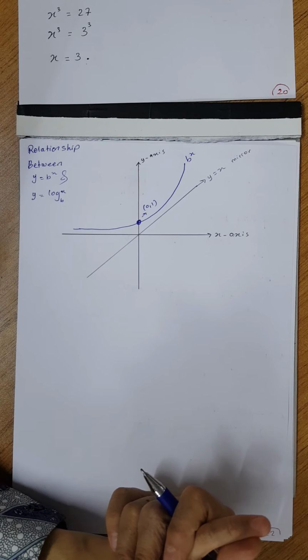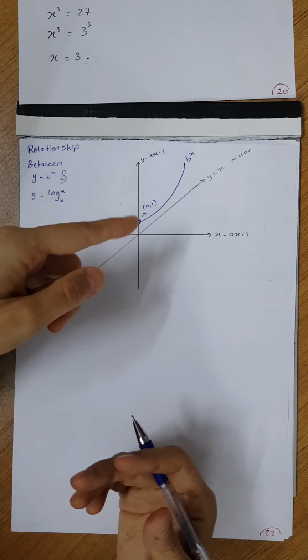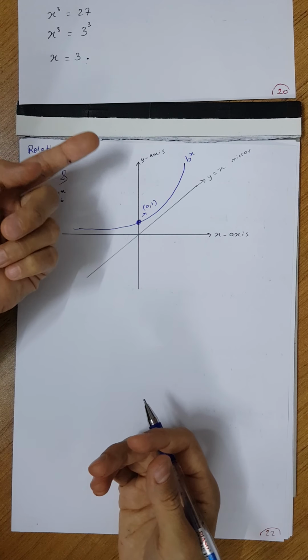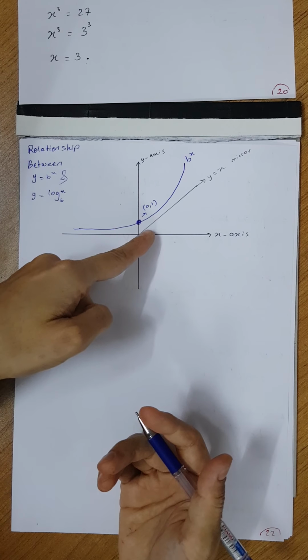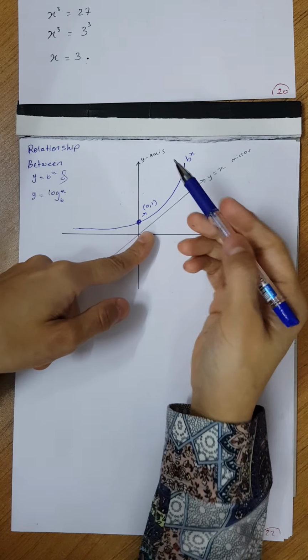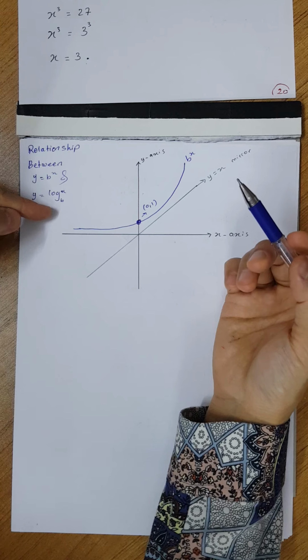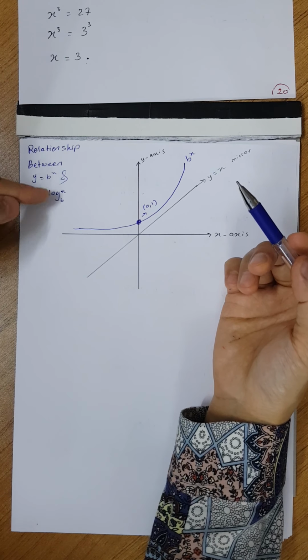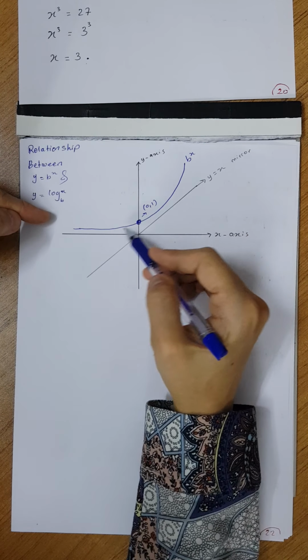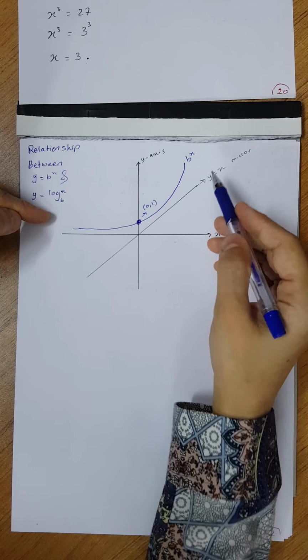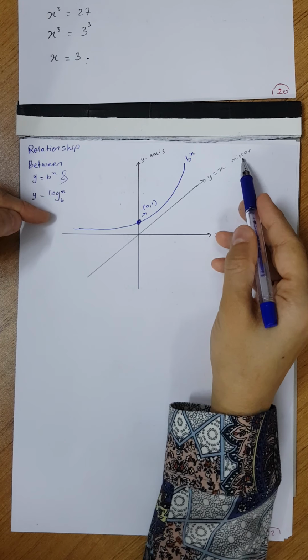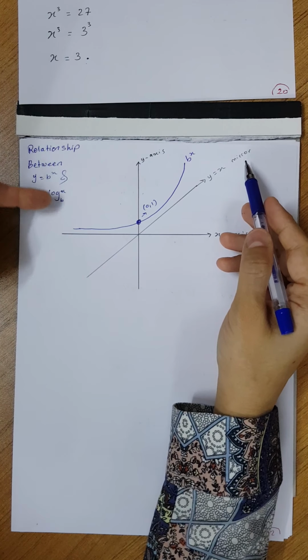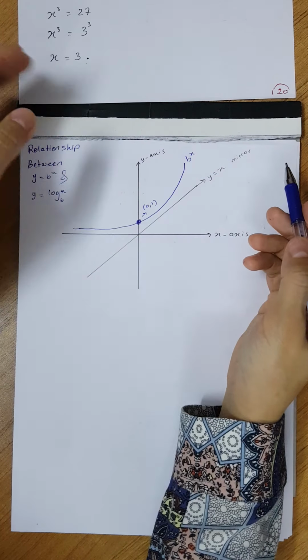inverse functions. We know that if you have two functions that are inverses of each other, their graphs will be the reflection of the graph of f about the line y equal to x. What does that mean? Since I have b to the power of x and logarithm of x, they are inverses of each other. I know that the graph of b to the power of x is like that. I will draw the line y equal to x, and that will be a mirror. Why do I say a mirror? Because the logarithmic function will reflect about that mirror.